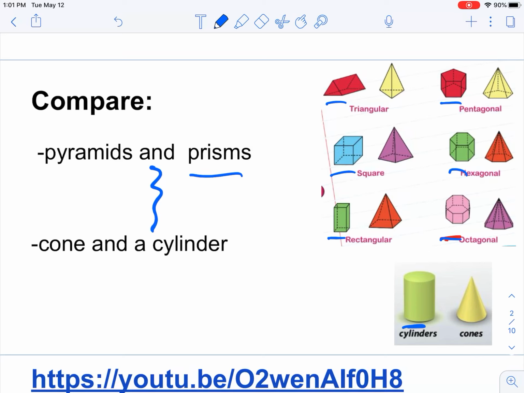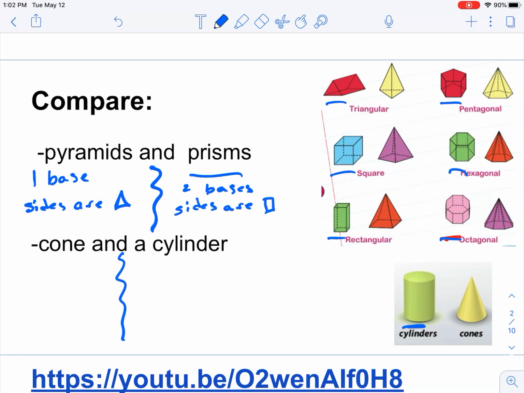So one thing that is notable is that the pyramids all have one base and the prisms all have two bases. That's probably the most important thing for our purposes. Also, the pyramids have sides that are triangles, and the prisms have sides that are rectangles. If we look at the cone and the cylinder, same thing: the cone has one base and the cylinder has two bases, both circles.